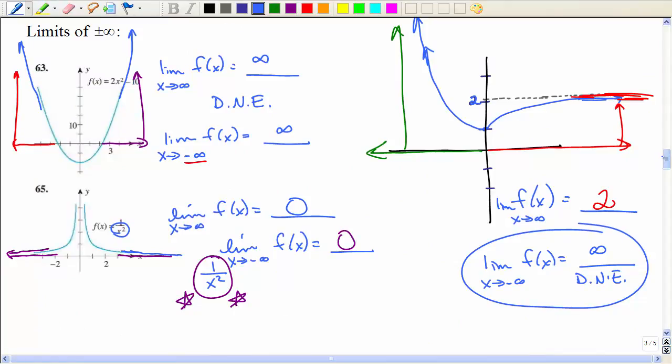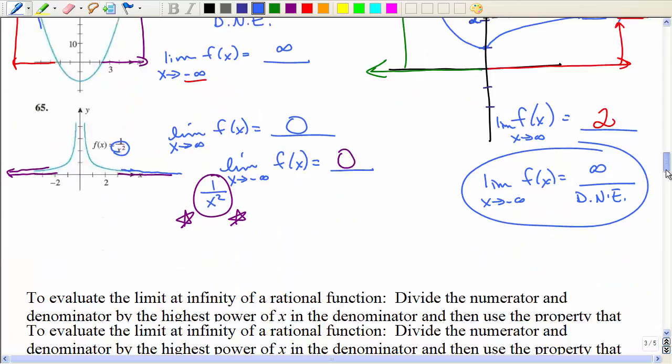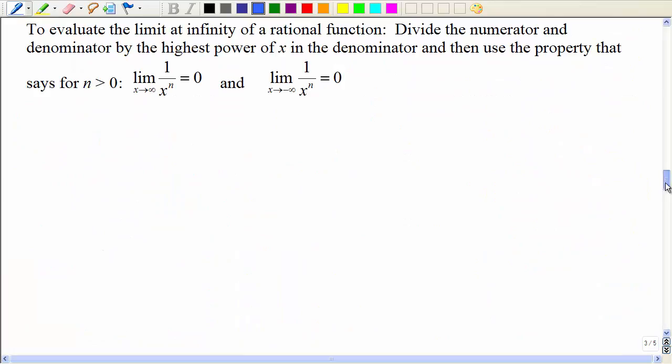Alright, so you want to look at those graphs, positive infinity, negative infinity. You could also do it using a table of values. But right now I just want to say what happens when you just have a function. This is to evaluate the limit at infinity or negative infinity of a rational function, which is a fraction. And we want to divide the numerator and the denominator by the highest power of x in the denominator.